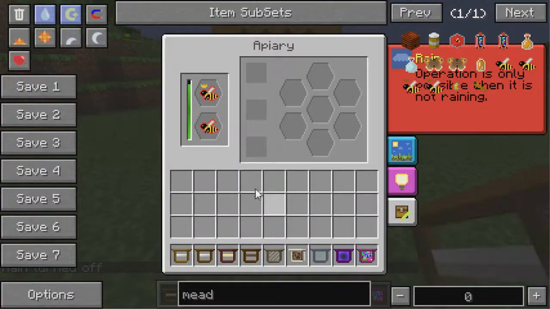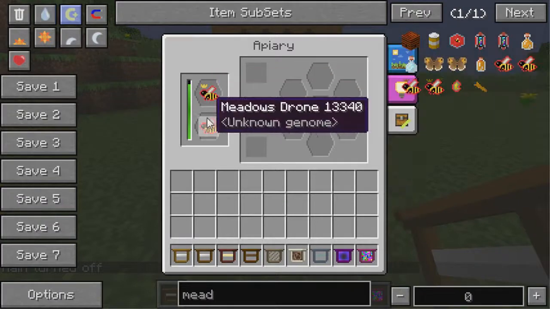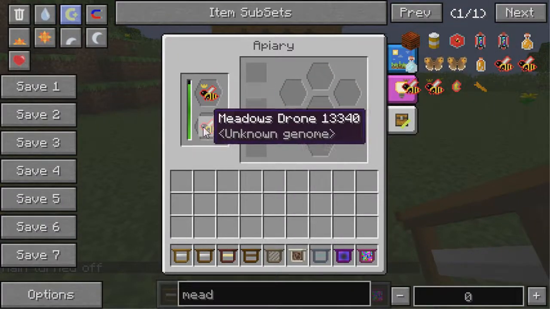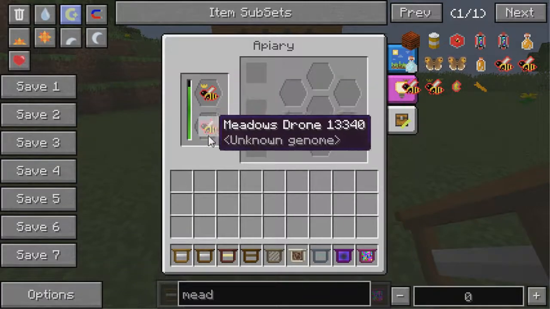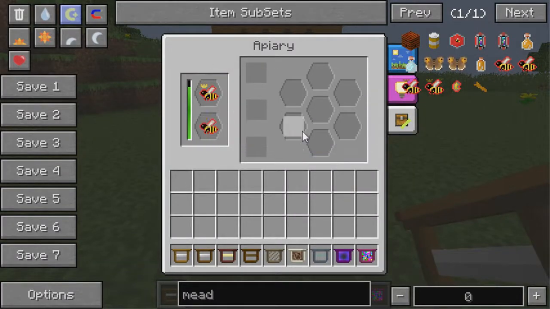So in my apiary right now, I have a simple Meadows Queen bred with a Meadows drone. So it's a purebred Meadows working here. And we're going to want to look at the traits of these guys to figure out some stuff. But let's first talk about the bee cycle.